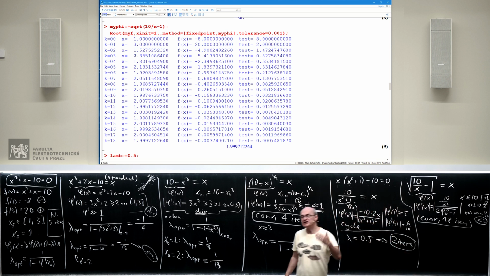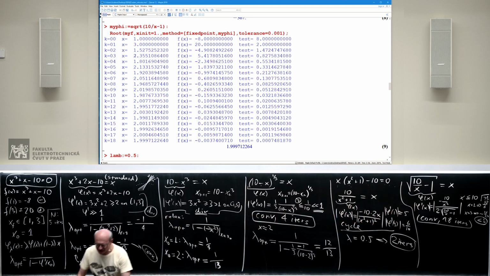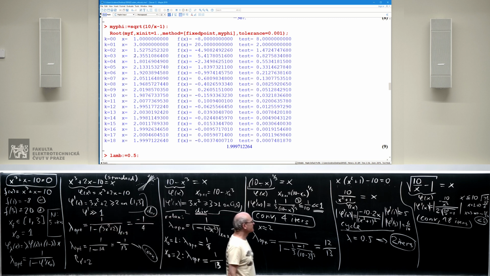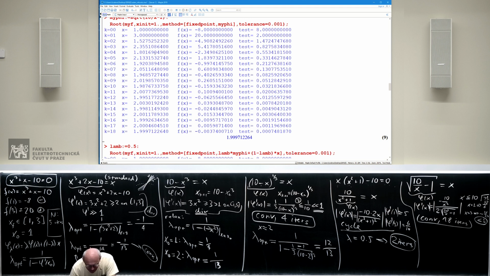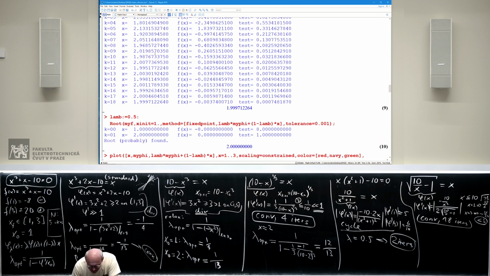So this is roughly linear convergence. And again, we could try to find optimal lambda. Do I feel like playing with this formula? Not really, I have to admit. Okay, let's try it by experimentation. So lambda 0.5, okay, it worked well.